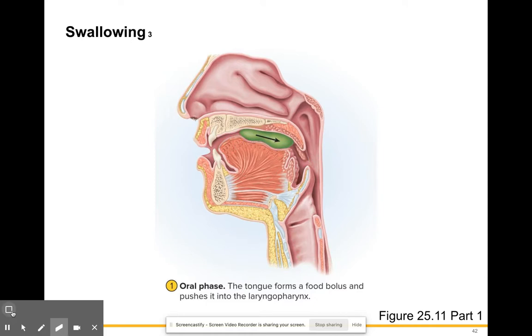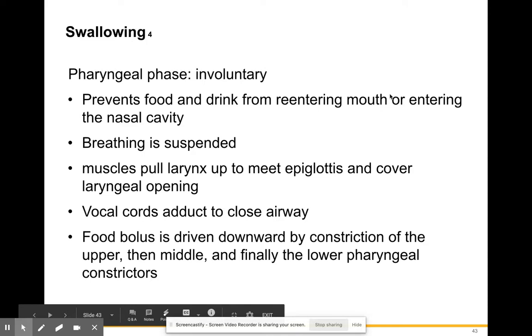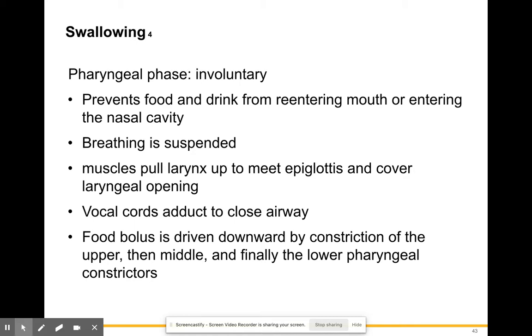Okay, the next phase after the oral phase is called the pharyngeal phase, which is involuntary. This happens without you having to think about it. This prevents food from re-entering the mouth or entering the nasal cavity. At this point, breathing is suspended because your trachea is covered momentarily while the bolus is pushed past it.